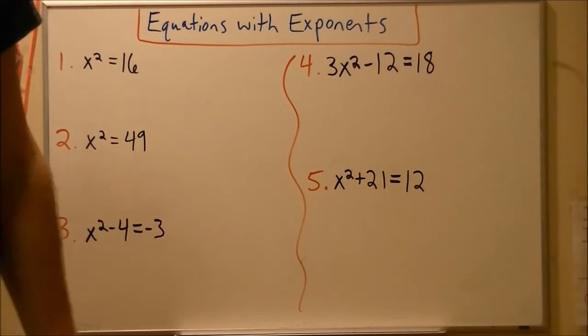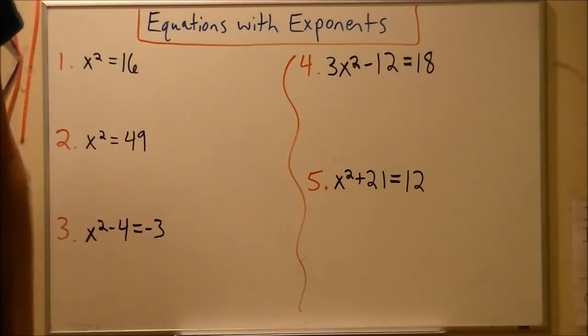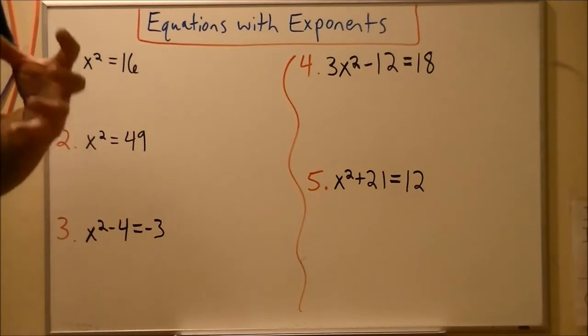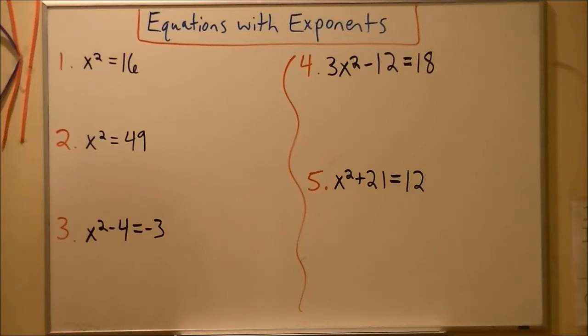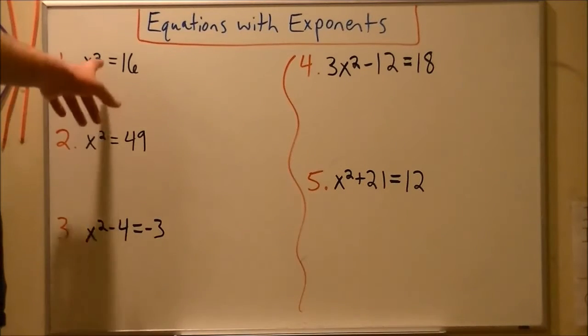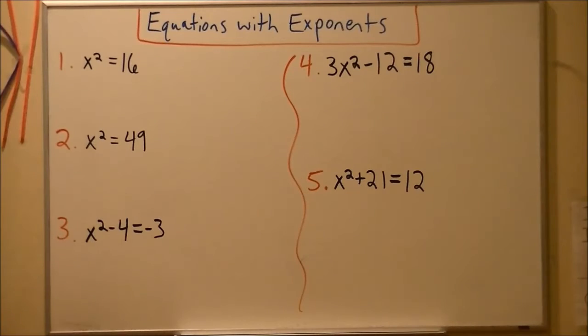And the way that we're going to get rid of those squares when it's all said and done is we're going to apply the square root, which will dissolve that square. Because remember, a square root is the inverse or the opposite of a square.